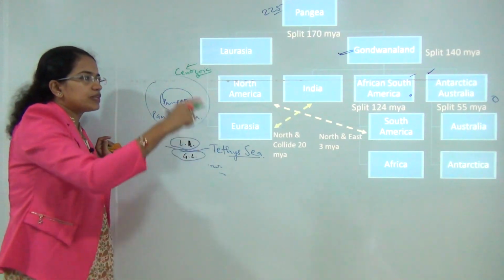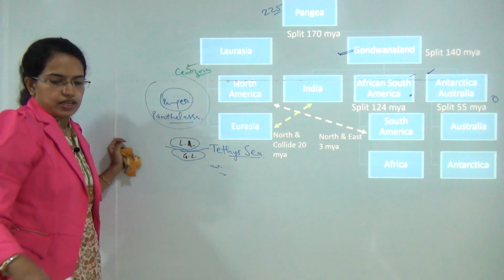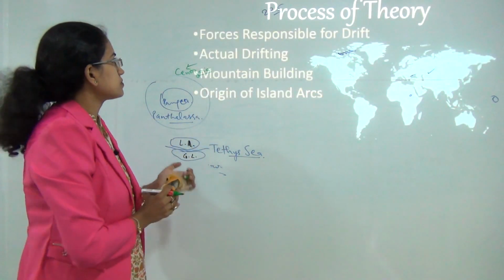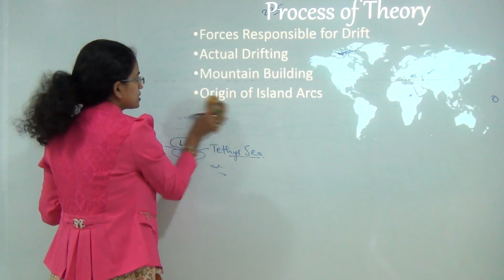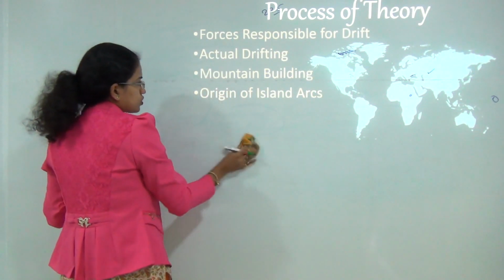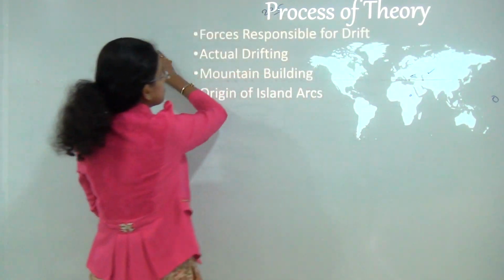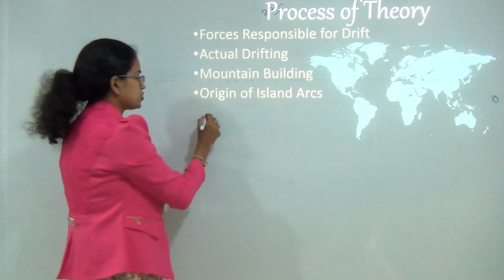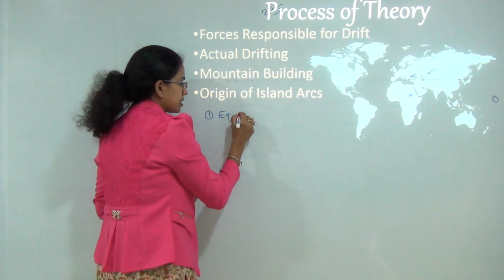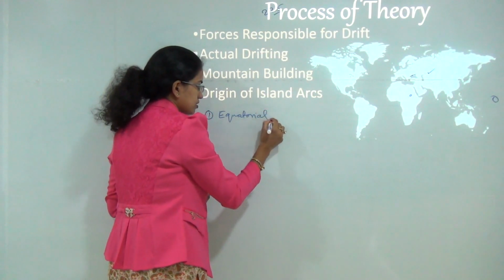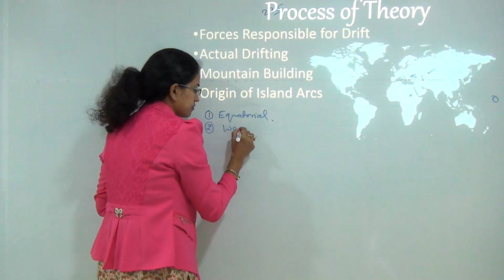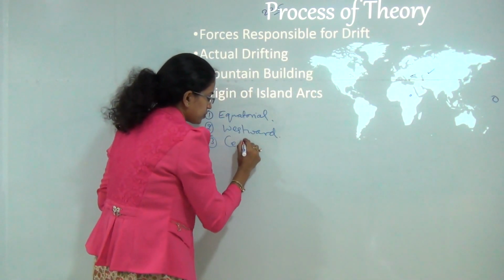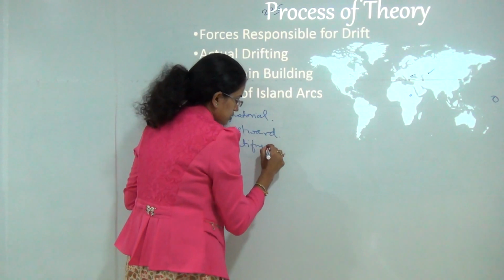But how did this process take place? He explained 4 basic ideas to explain this process. The first was the forces that led to drifting. So when he explained the forces that led to possible drifting, he talked about 3 concepts. First was the equatorial drift. The second was the westward drift. And third was the centrifugal pseudoforce.